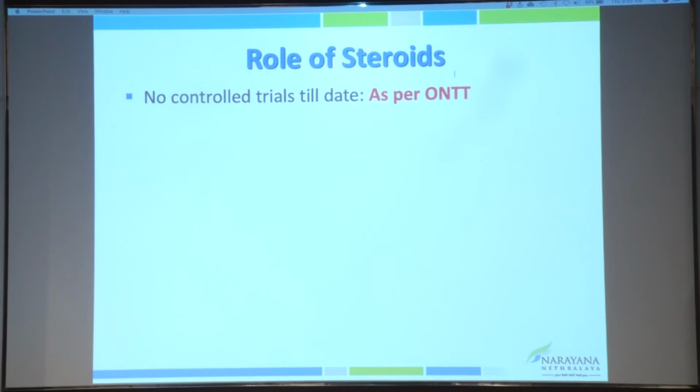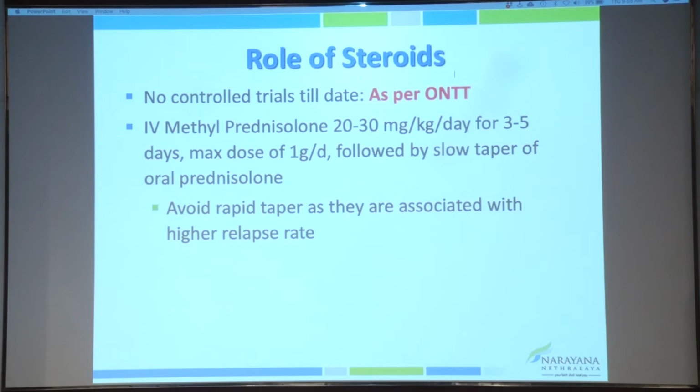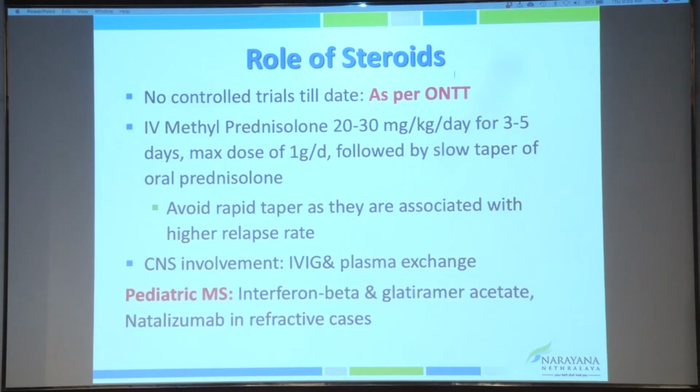Role of steroids: there are no controlled trials for children as per the ONTT, but you can give IV methylprednisolone as mentioned. Maximum dose should be 1 gram per day, followed by a slow taper. Remember to keep the taper very slow to avoid relapse. CNS involvement may require IVIG and plasma exchange. And this is the treatment for pediatric MS. But I usually collaborate with my pediatric neurologist for treatment.